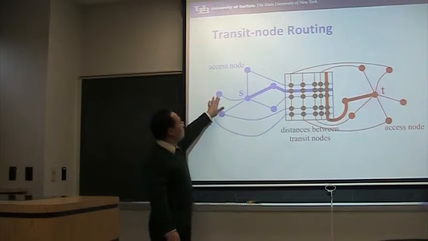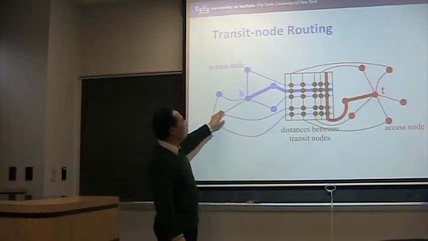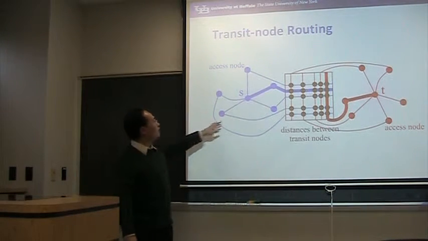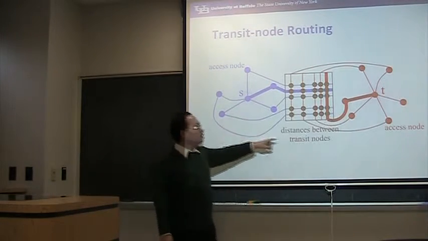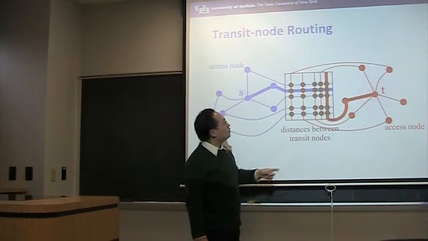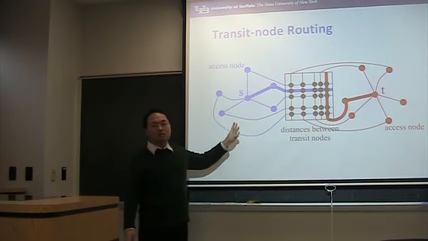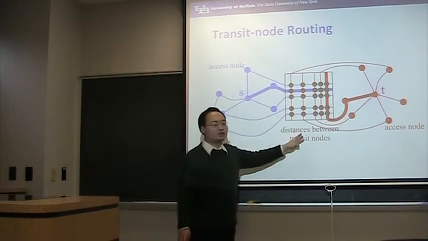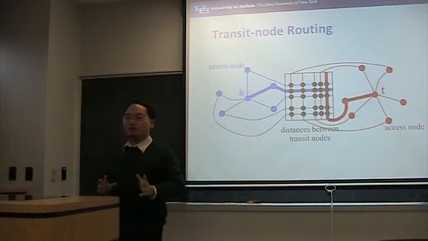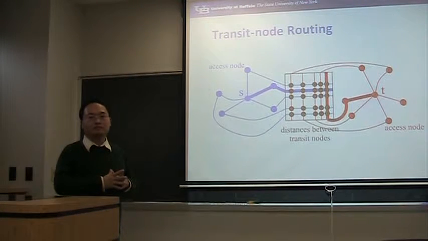So let me give you another question. For this case, how many table lookups are there? So S has 5 access nodes. T has 6 access nodes. 6, right? So we have to perform 30 checks in this table. But this is very quick comparing to constructing a shortest path tree, right?